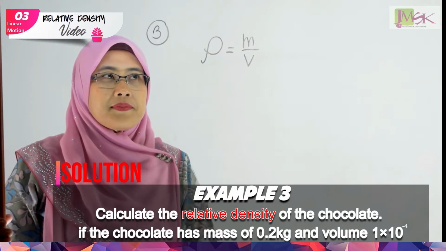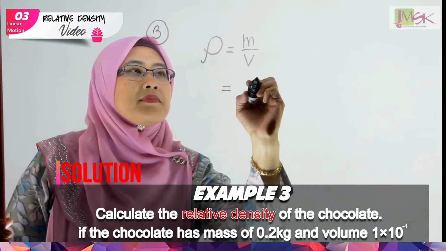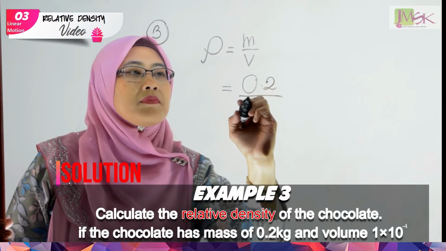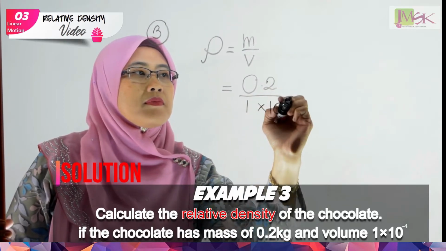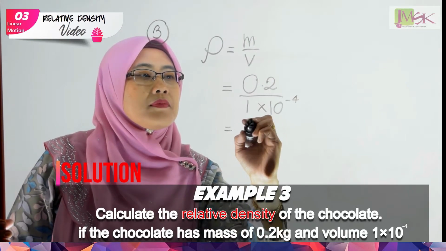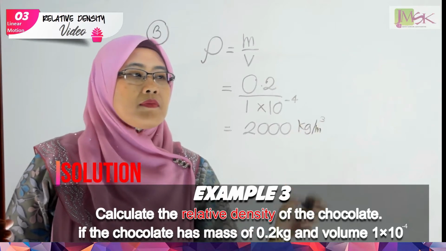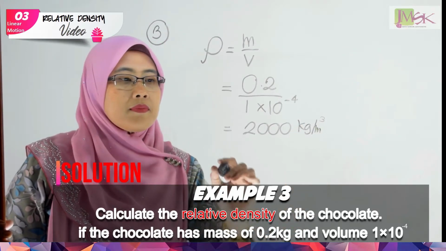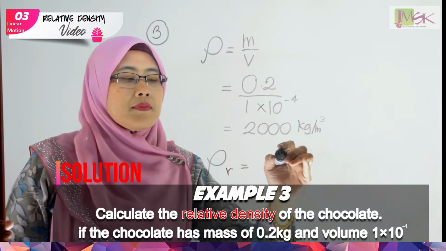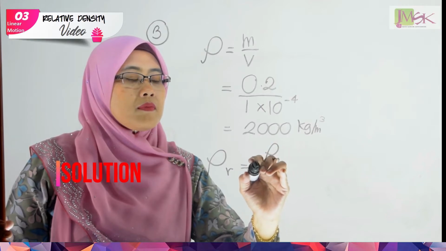Insert the value from the data. Rho equal to 0.2 divided by 1 times 10 power of negative 4. The answer is 2000 kilogram per meter cube. Then, determine the relative density. Use the formula of relative density: rho relative equal to rho material over rho water.